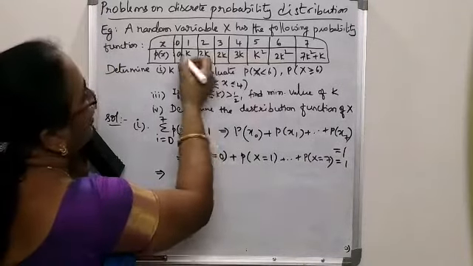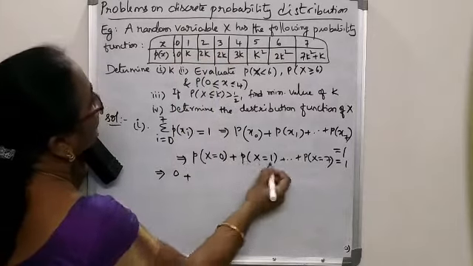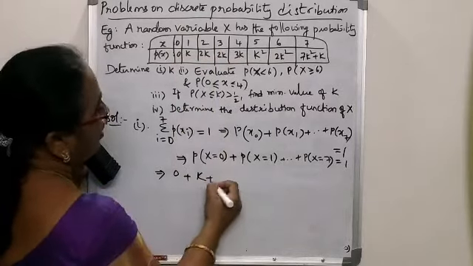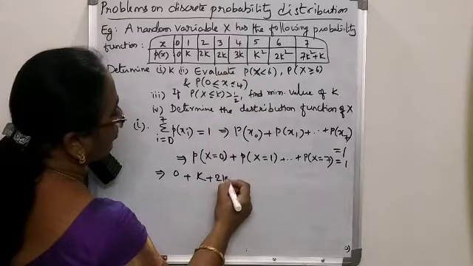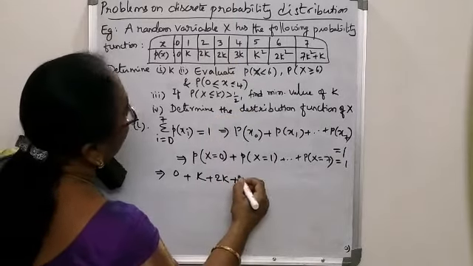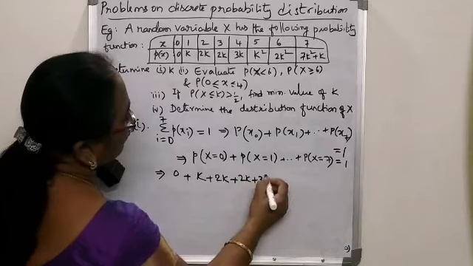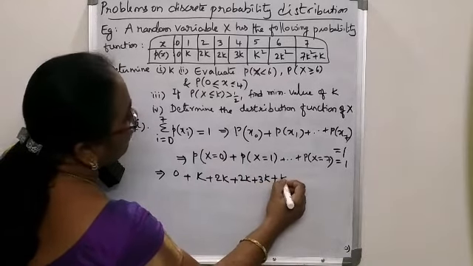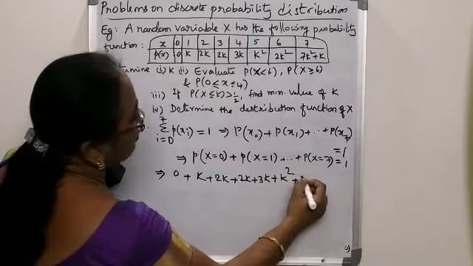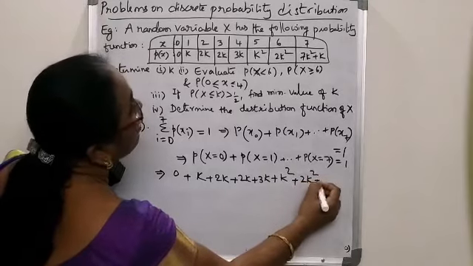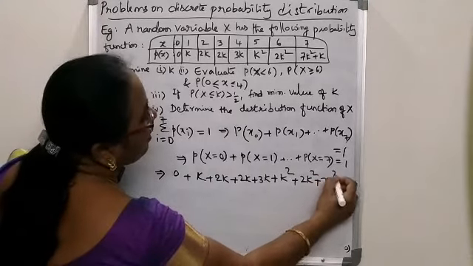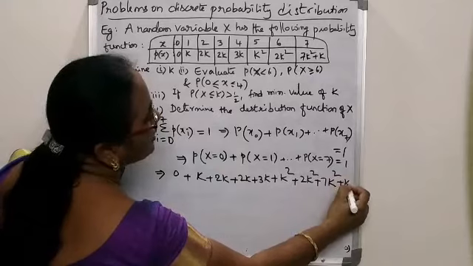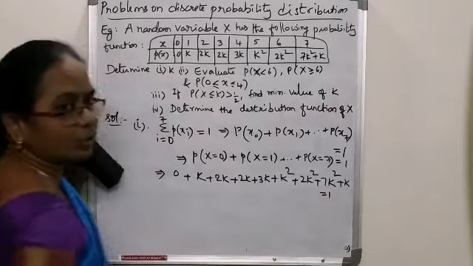Which further implies p of x equal to 0, by the given table, it is 0. P of x equal to 1, it is k. P of x equal to 2, it is 2k. For x equal to 3, it is 2k. For x equal to 4, 3k. For x equal to 5, k square. For x equal to 6, we have 2k square. For x equal to 7, we have 7k square plus k. The total must be equal to 1.